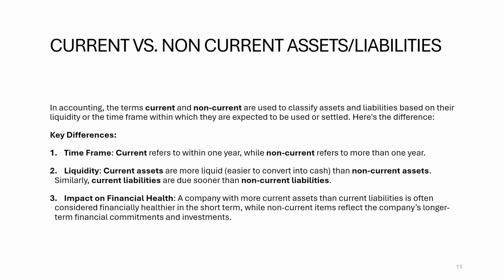So the differences between these 2 categories are in their time frame, their liquidity, as well as their impact on financial health. A company with more current assets than current liabilities is often considered financially healthier in the short term, while non-current items reflect the company's longer-term financial commitment and investment.